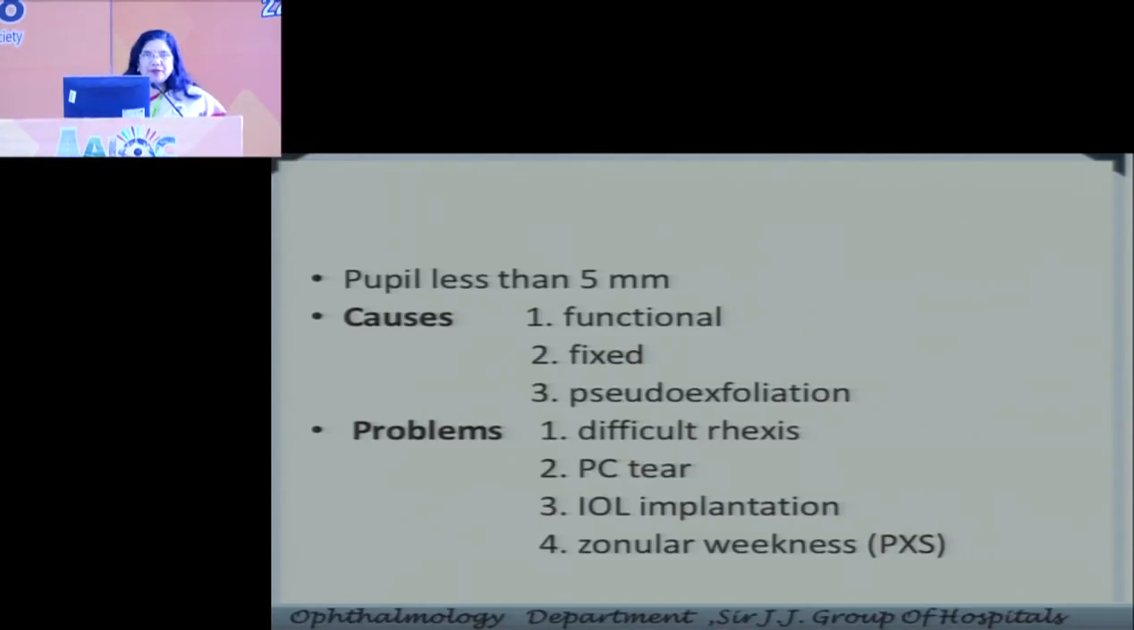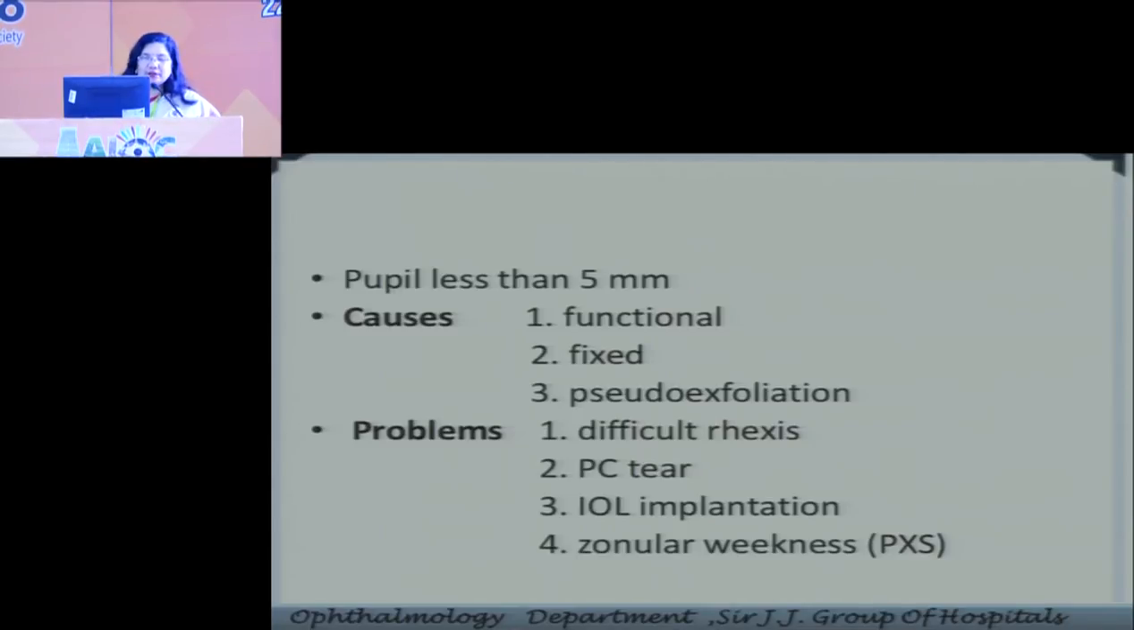The problems that you face are that it is difficult to do a rhexis. And even if you do a rhexis, because you will do it within the margin of the pupil, the rhexis will be small. The other problems that may be associated are a small pupil with a bulky nucleus, and PC tear, because you may not be able to see what you are doing.